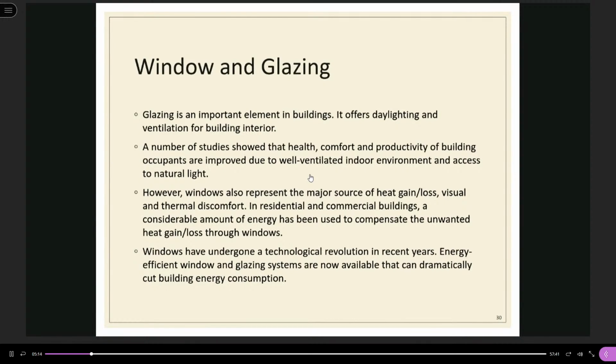A number of studies show that the health, comfort, and productivity of building occupants are improved due to a well-ventilated indoor environment and access to natural light. So we have learned that daylight is the most healthy for humans, and we also live more healthily and happily when we have natural ventilation.